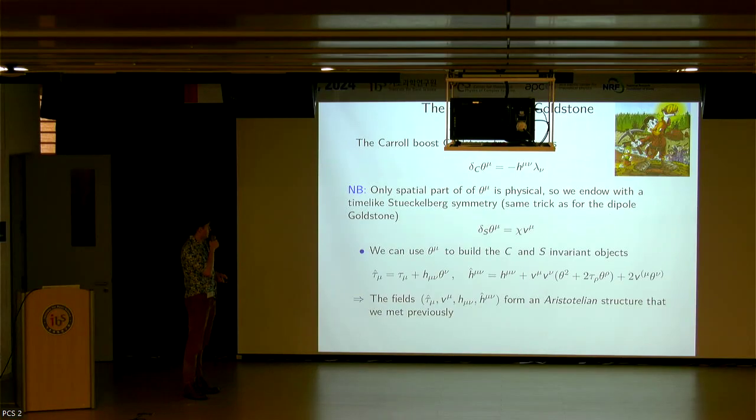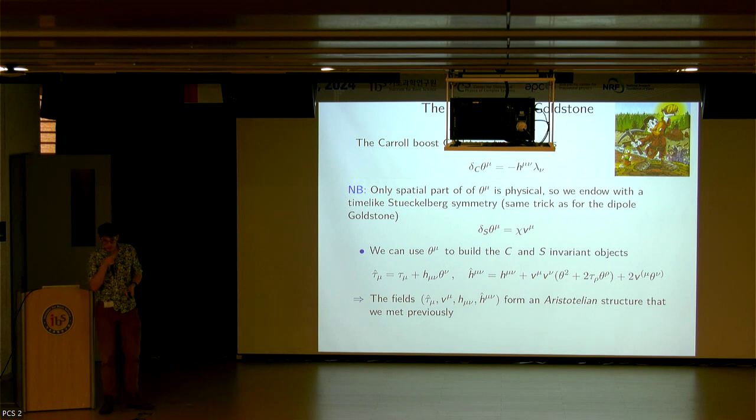So there are some similarities between this boost Goldstone and the dipole Goldstone I discussed in the context of the Fracton Superfluids. The boost Goldstone transforms like this, so it cancels out the usual way. It can be made to cancel out the boost transformations of this tau and this h.